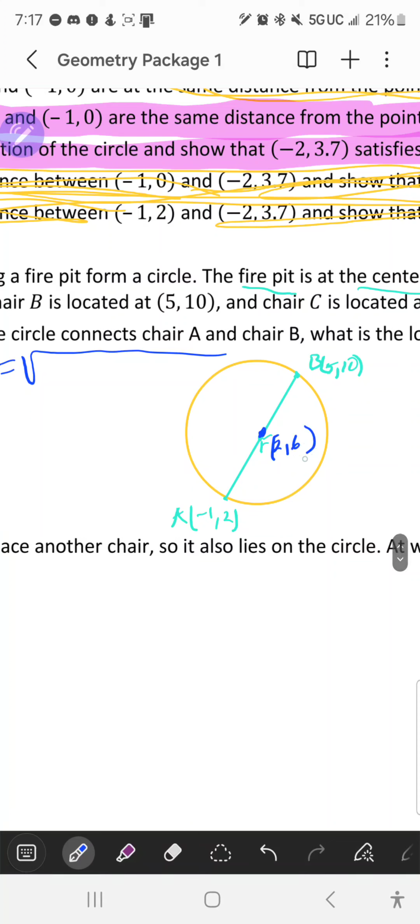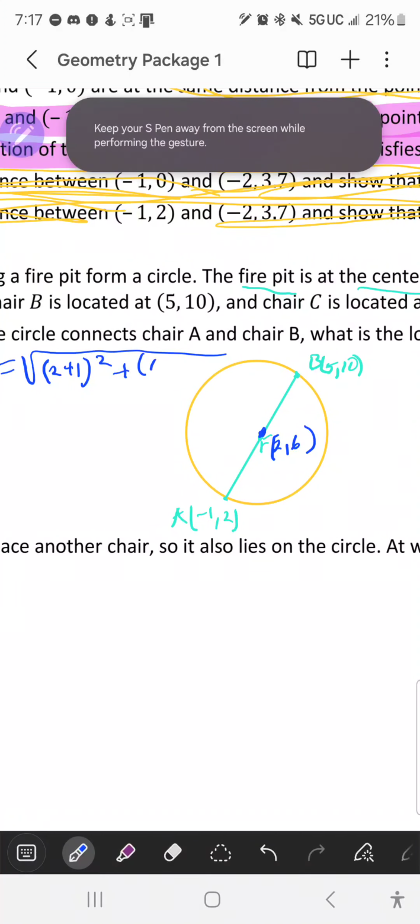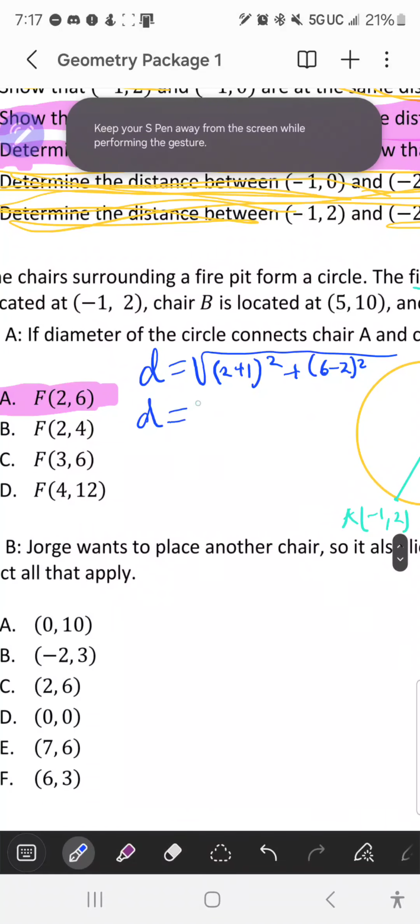x2 minus x1. So I'm going to use this point, and 2 minus minus 1 is 2 plus 1 squared, plus y of 6, so 6 minus 2 squared. Now 2 plus 1 is 3, 3 squared is 9, 6 minus 2 is 4, 4 squared is 16, so this is going to be a square root of 25, and this is going to be 5.